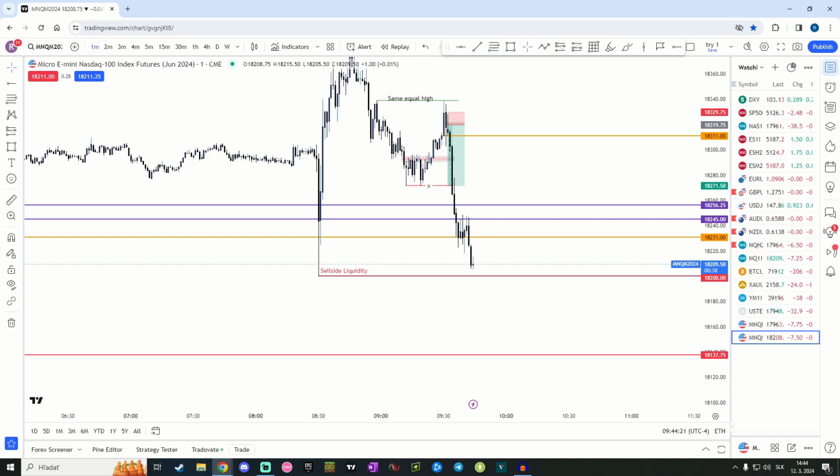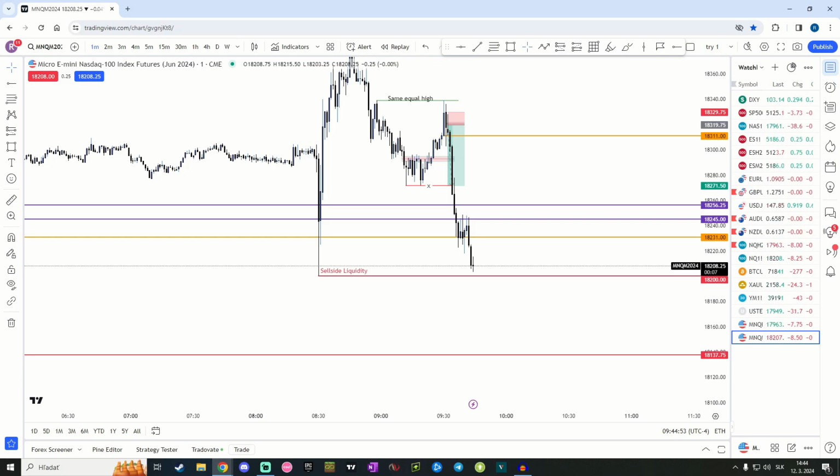We are very close to sweeping it actually. On here it looks much more on the micros rather than on the standard mini contract. I think on the standard mini contract it actually was even tapped. Yes, it made the same low, whereas on the micros it didn't. It's quite different price action here.